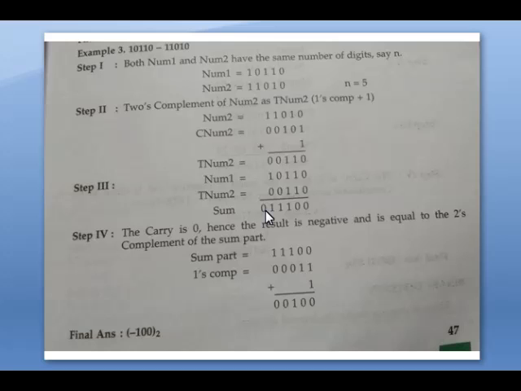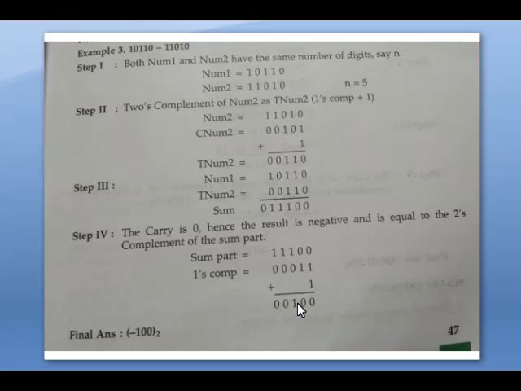Okay, if the carry is 0, what you have to do is take the sum 11100 and find the 1's complement of the final sum. So what is the 1's complement of this? 00011. Okay, and we have to add the number 1 with this 1's complement. So we will get the answer as 00100.